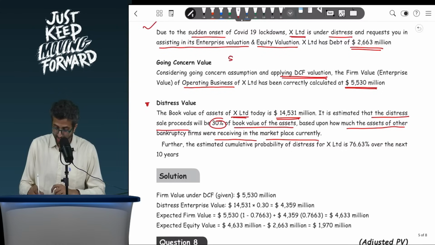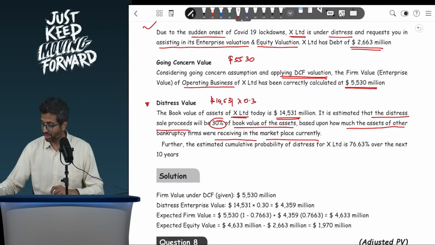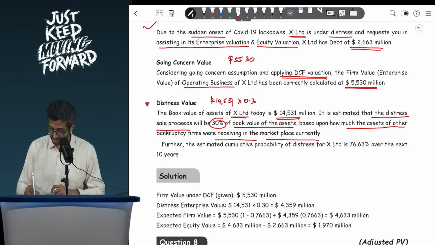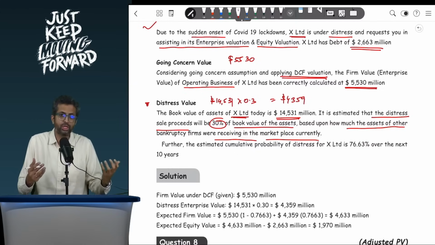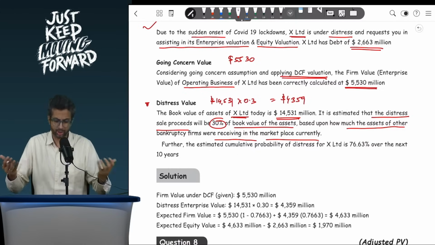So your going concern value is 5530 million. Your distress value is 14531 into 0.3. 14531 is the book value. However, if you multiply by 0.3, you will get around 4359. So let us say 4359 is the distress value. Do I consider only one of them? Well, we don't know what is going to happen.